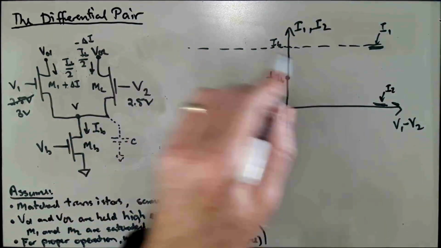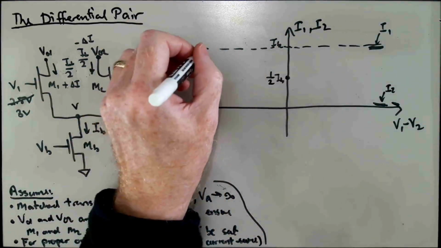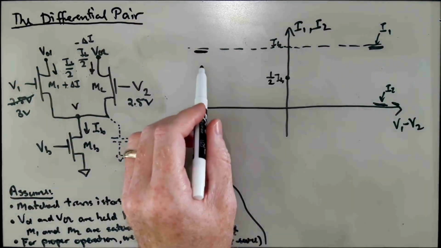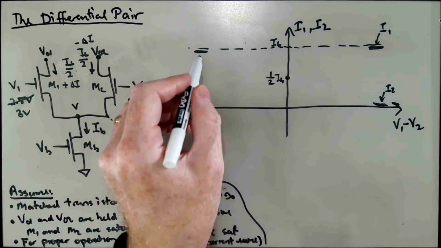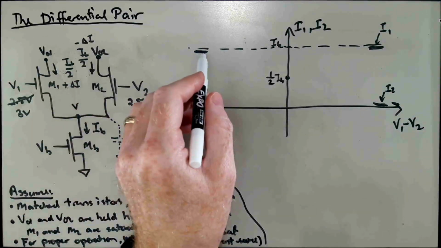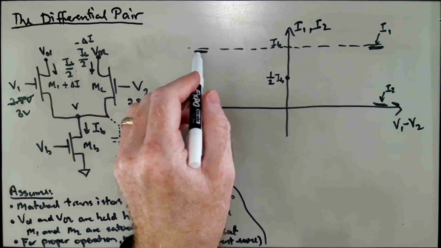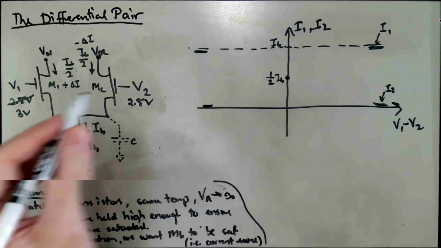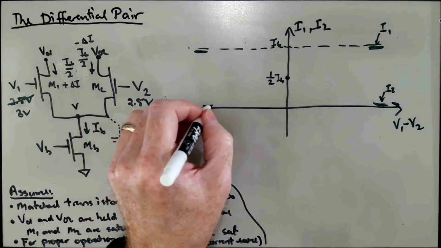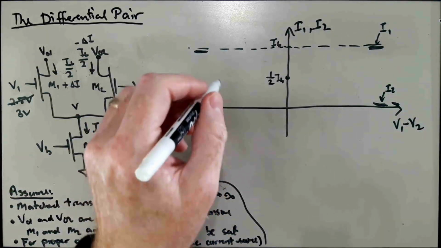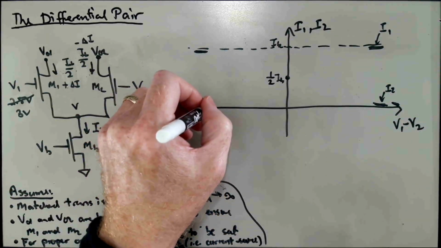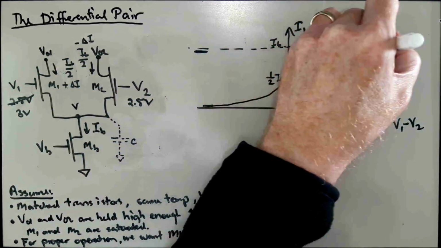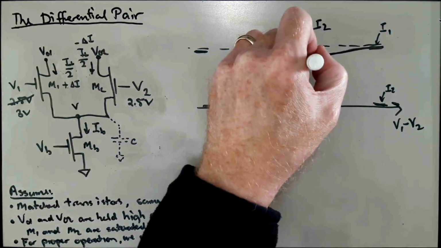What about on the opposite extreme? Well, on the opposite extreme, when V2 is bigger than V1, we're down here in negative territory. We're going to have M2 getting all of the bias current, so I2 is going to approach IB, and I1 is going to be approaching 0. And so what we're going to get is something that looks like this, presumably.